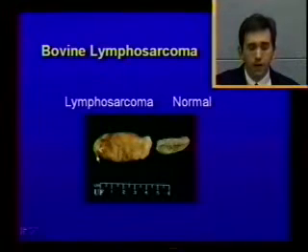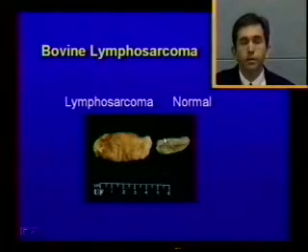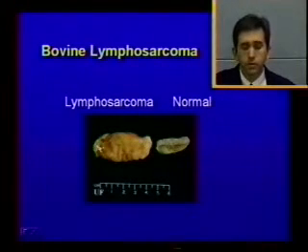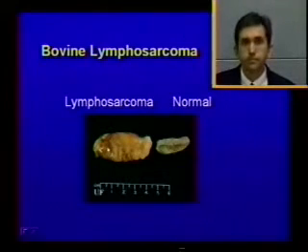This is a lymph node from a cow that has lymphosarcoma, and this is from a normal cow, a lymph node from a normal cow. And the difference is the lymph node is enlarged, and it lacks the typical structure that we should see in a lymph node. And this normal node, this dark area, represents the cortex of the node, which is normal, and that's completely absent from this node that is affected by lymphosarcoma.